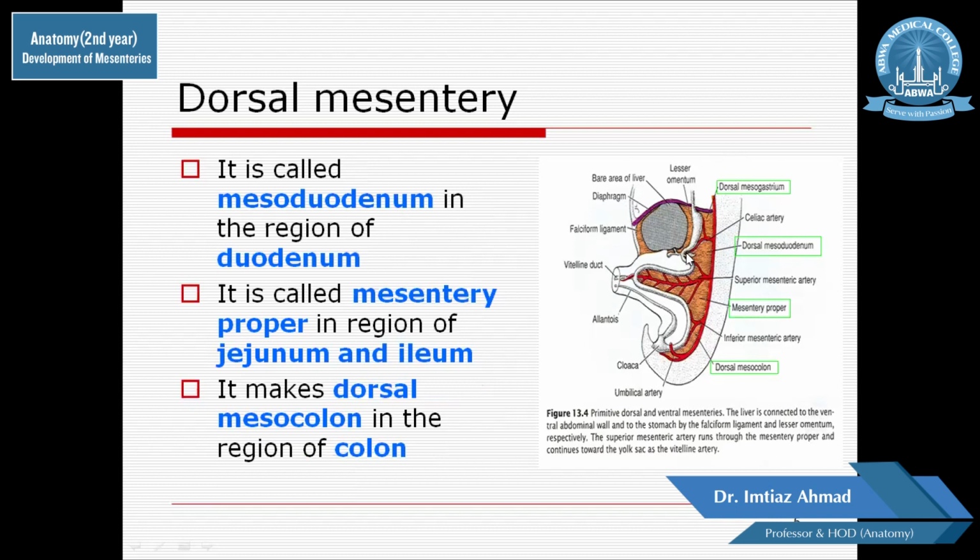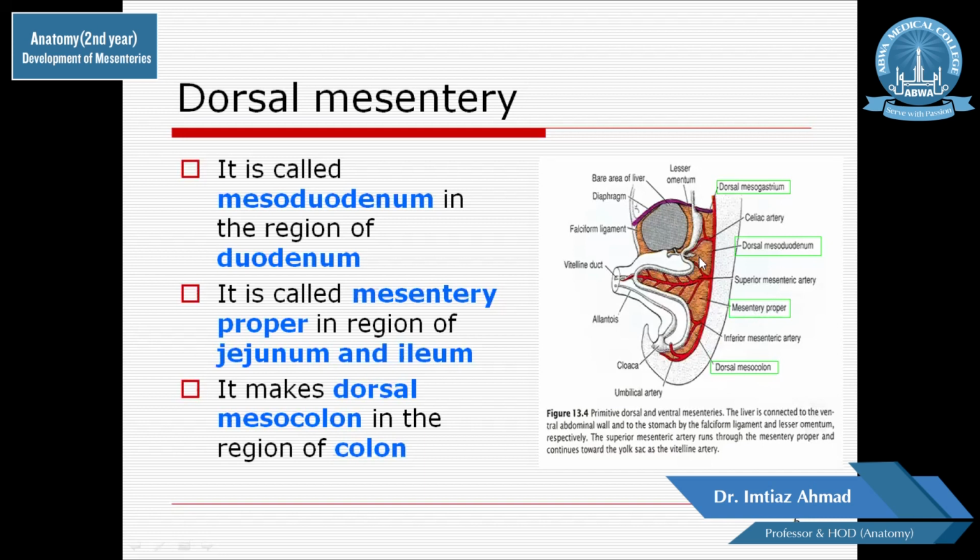In the region of the duodenum, it is known as the mesoduodenum. Okay, so mesogastrium, mesoduodenum. And in the region of the jejunum and ileum, it is known as the mesentery proper. You see over here? And in the region of the colon, it is known as the dorsal mesocolon.